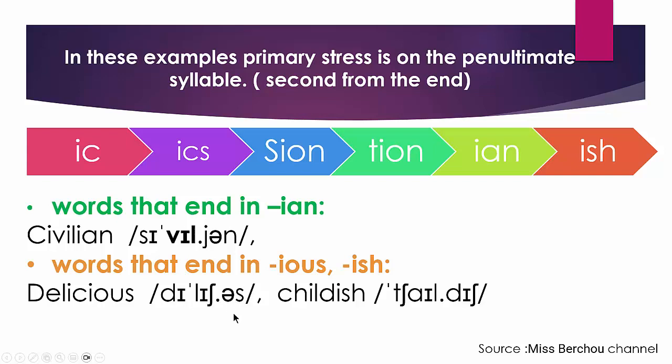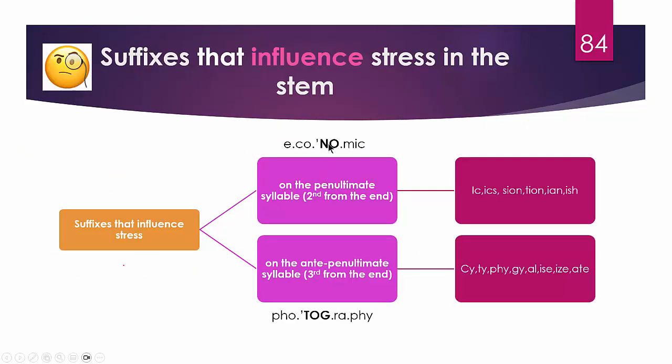Here is 1, 2. The stress is here. Childish, 1, 2. The primary stress is on the first syllable. So we completed the first type of suffixes that influence the stress placement on the penultimate syllable, or the second from the end. Economic, 1, 2, and the primary stress is here.